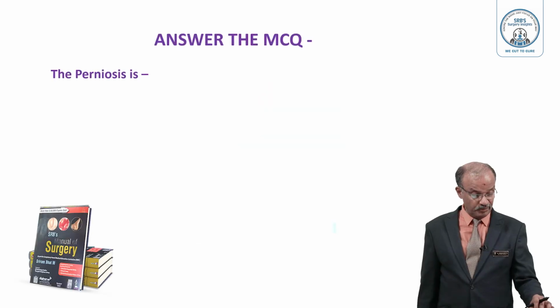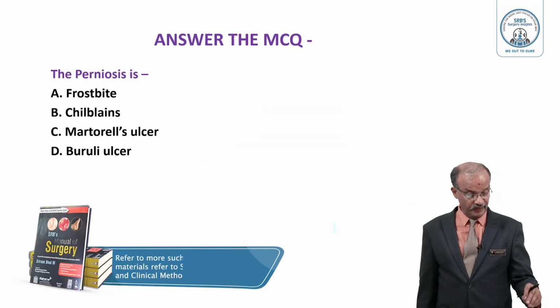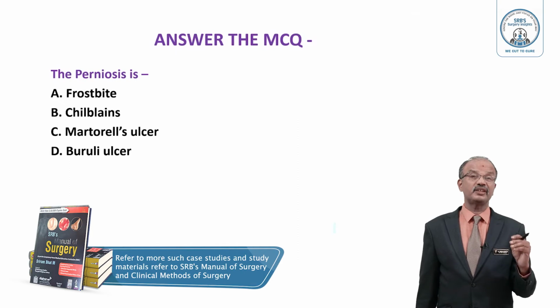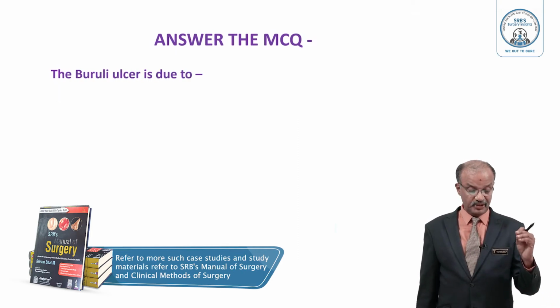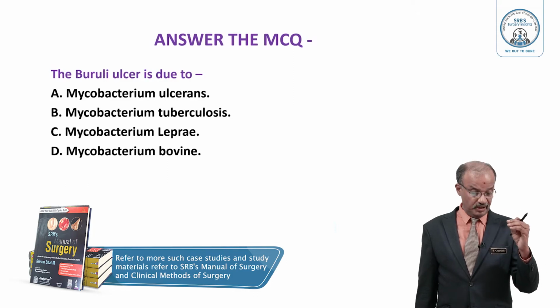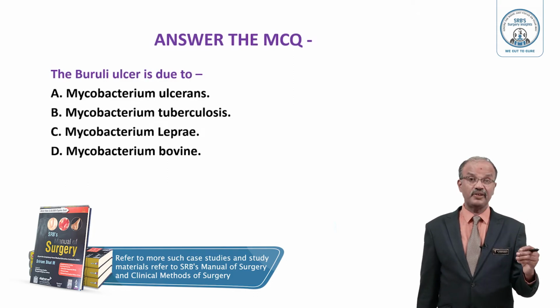So answer the MCQ. The perniosis is A, B, C, D. Put the right answer in the comment box. I appreciate your answer. And Buruli ulcer is, what is the right answer? A, B, C, D. Put the right answer. Again, I appreciate your answer.